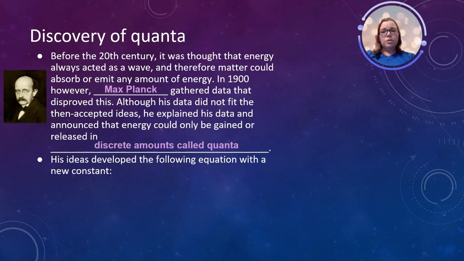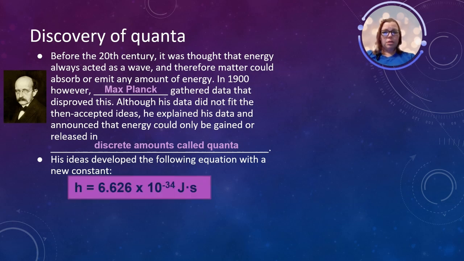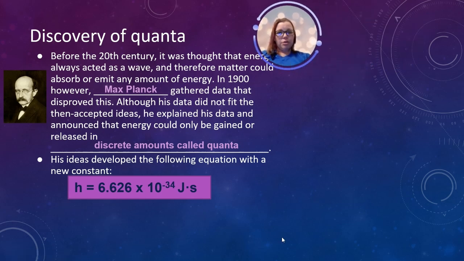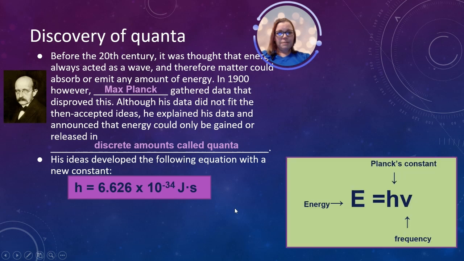So his ideas developed the following equation, and with it came a new constant that they named in his honor. This value of h is a constant that's called Planck's constant. It's 6.626 times 10 to the negative 34th joule-seconds. And that allows us to relate energy and frequency via this equation.